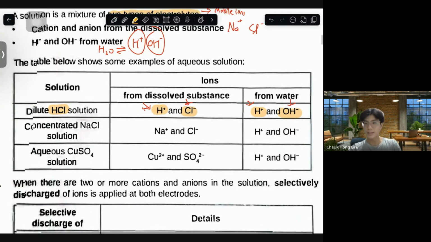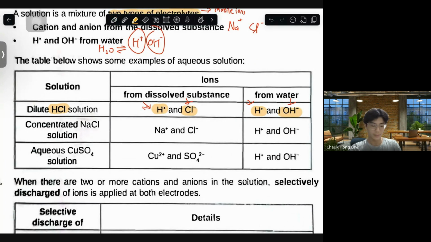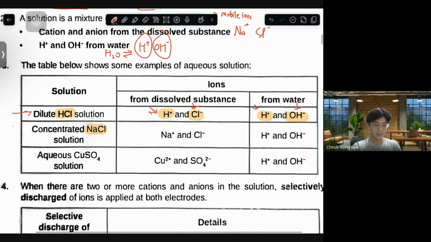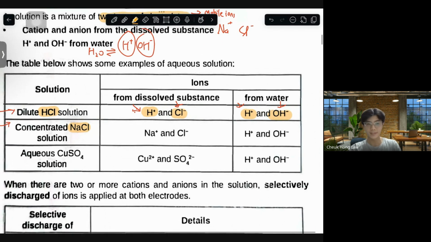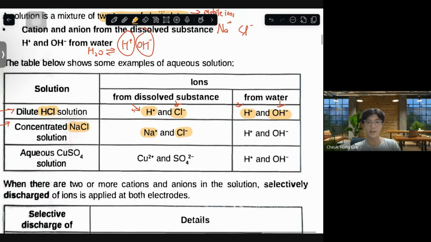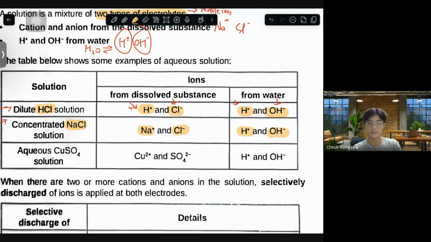Okay, then another example of an aqueous solution will be your concentrated NaCl solution. Doesn't matter whether it's dilute or concentrated, they are both solutions. So from the dissolved substance itself, you have Na+ and Cl-. From NaCl, you got Na+ and Cl-. And then from water, you have H+ and OH-.